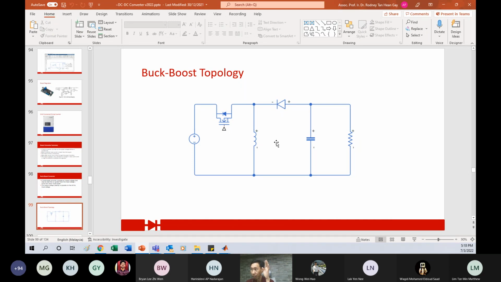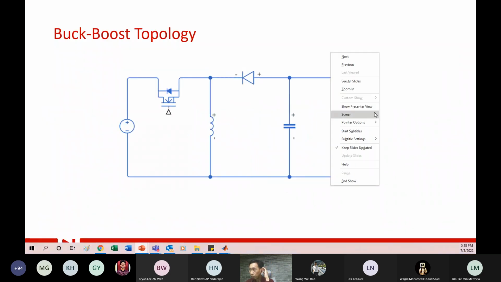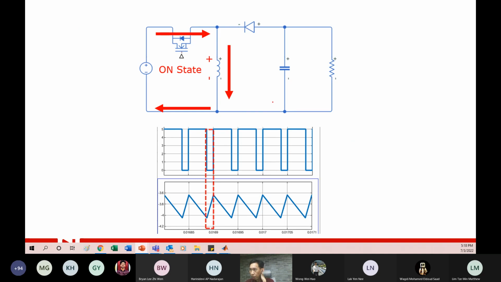These are the 4 main. They just arrange differently. All right, from here we will see again what happens during the on state. The transistor turns on, right? It will charge the inductor.